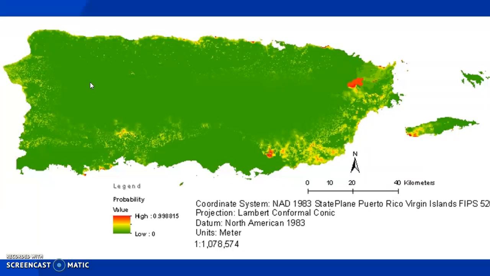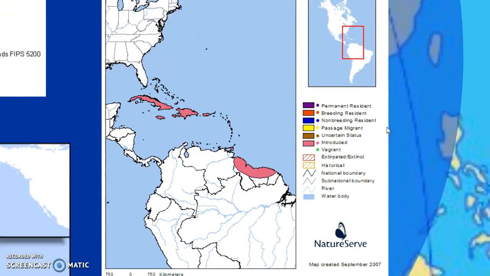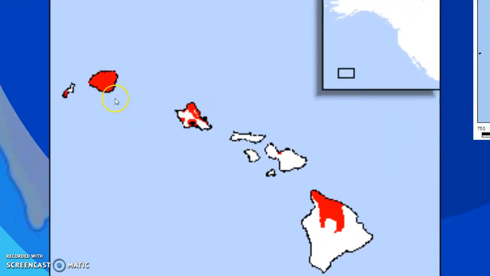And this is a map of Puerto Rico, and the areas in red, such as right here and there, are where the small Indian mongooses are. And the areas in pink of Cuba, Dominican Republic, and then parts of South America, those places are where the Indian mongooses were introduced. And here's a map of the areas where the small Indian mongooses have been introduced to on the island of Hawaii, all the areas in red.